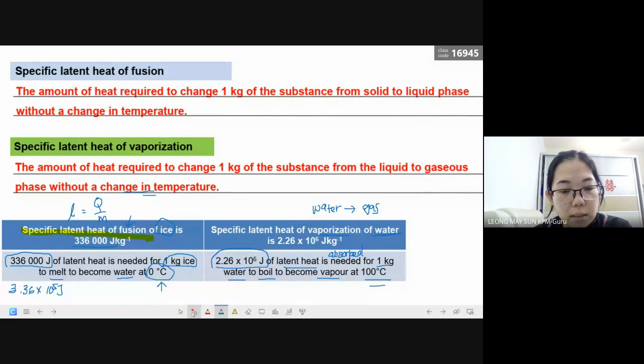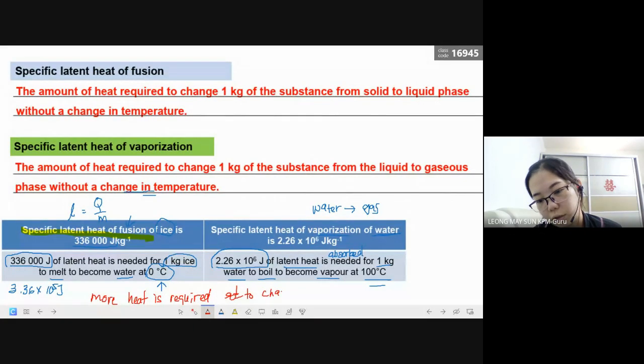This means that more heat is required to change from liquid to gas. So at that particular moment, they absorb more and release more heat at the interchanging part from liquid to gas and gas to liquid.